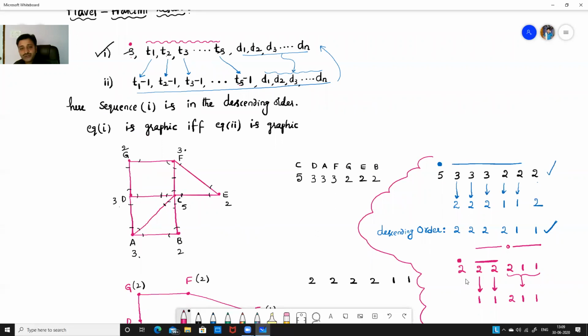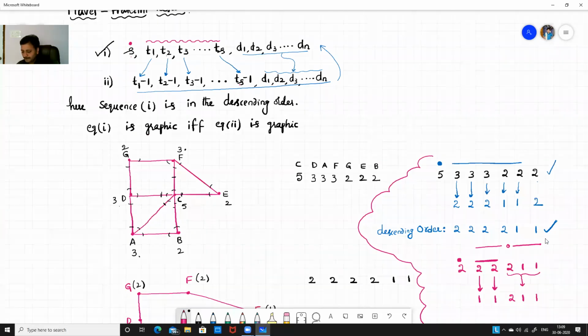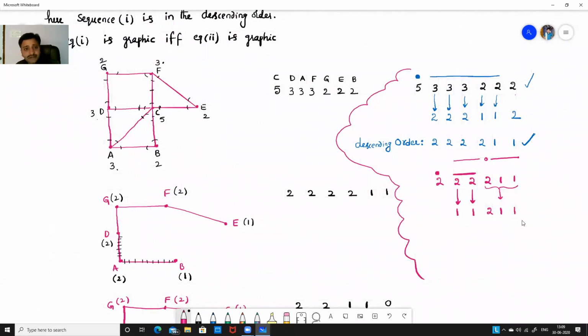What is the first value here? 2. 2 means you have to consider the next immediate two vertices degrees. From those you have to subtract 1. 2 minus 1, 1. 2 minus 1, 1. The remaining we take, 2, 1, 1, as it is. But tell me, is it in the descending order? No, it is not in the descending order. Therefore, we can arrange them in the descending order. By arranging them in the descending order, we'll have 2, 1, 1, 1, 1 like this, and 2, 1, 1, 1.